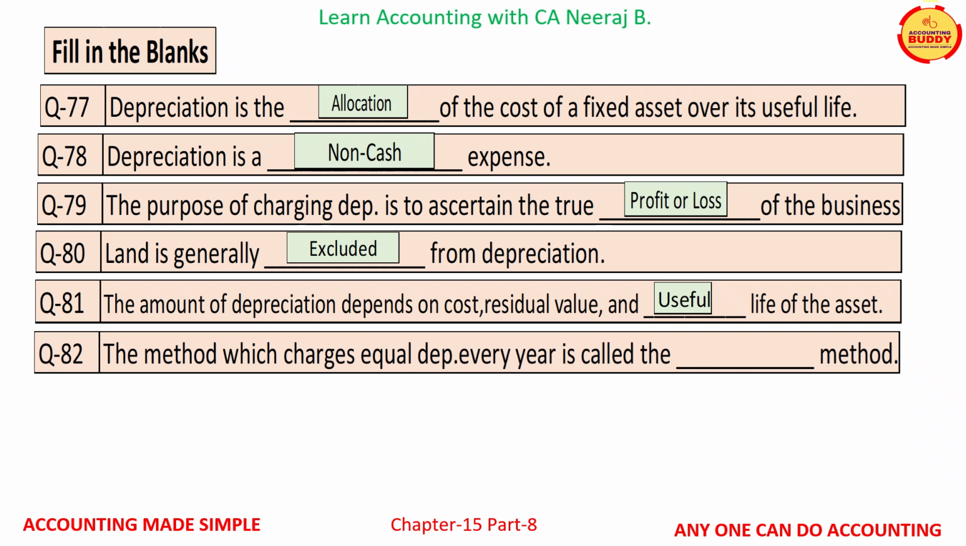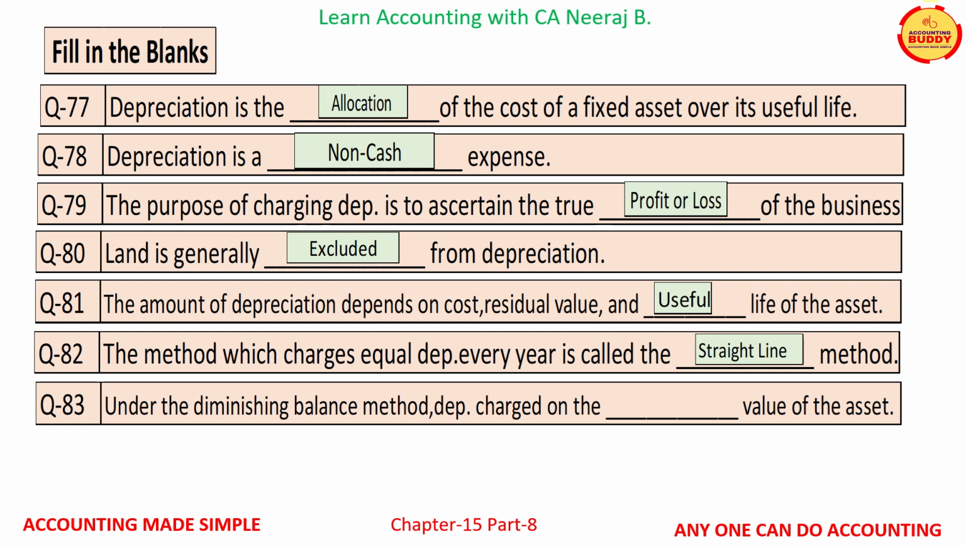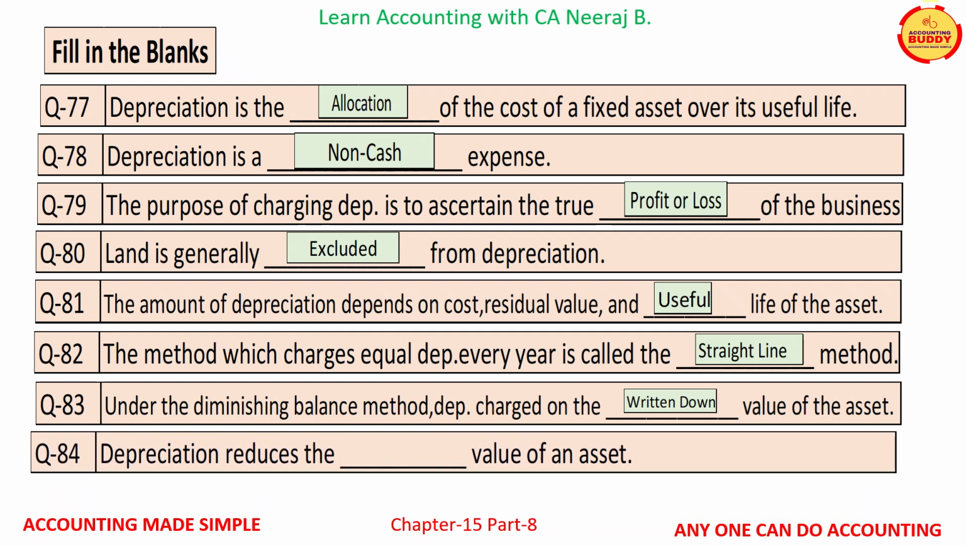Question number 82, the method which charges equal depreciation every year is called the dash method, and the correct word is straight line method. Question number 83, under the diminishing balance method, depreciation is charged on the dash value of the asset, and the correct word is the written down value of the asset. Question number 84, depreciation reduces the dash value of an asset, and the correct word is book value of an asset.